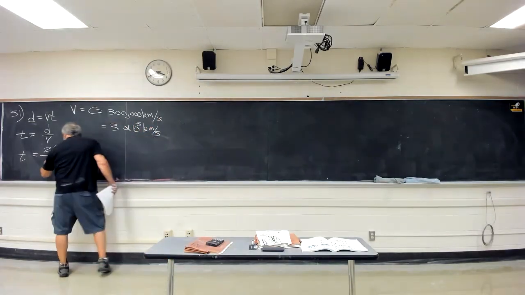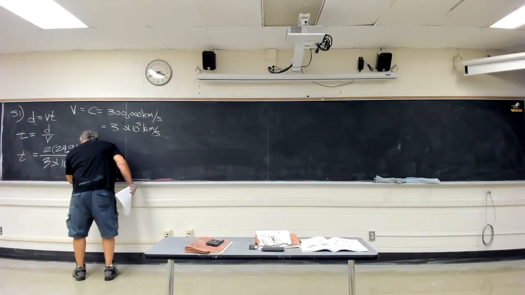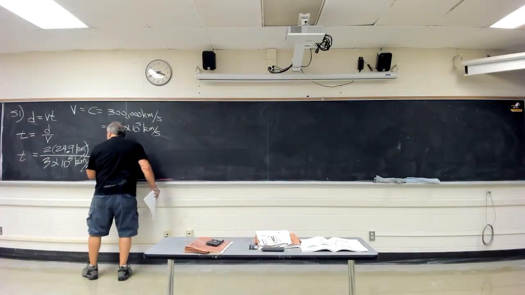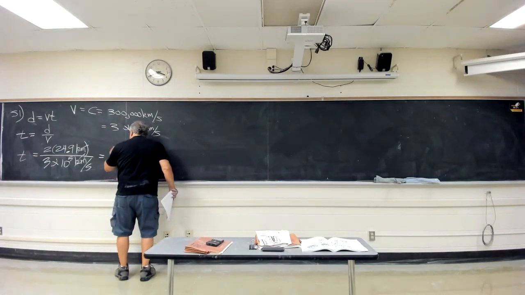It's up to you what you want to do. I go 3 times 10 to the 5th kilometers per second. The kilometers are going to cancel. That's going to flip up. The whole bunch of stuff is going to happen here, guys. This is 49.8.